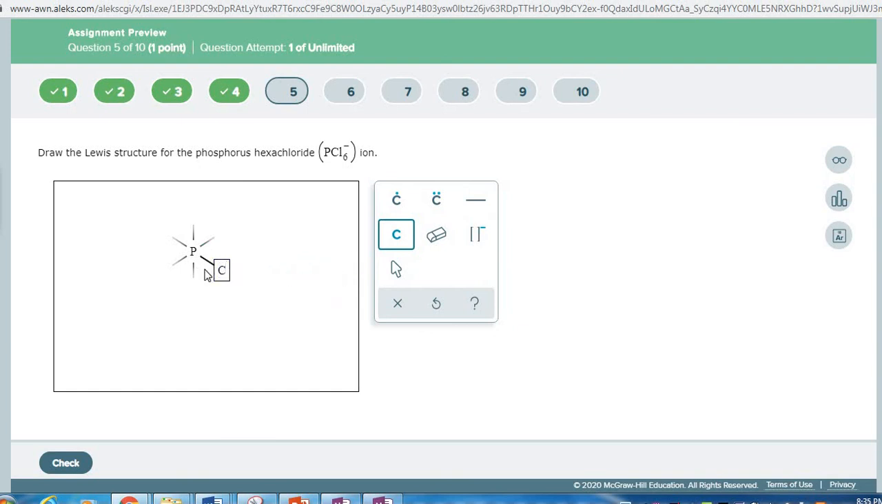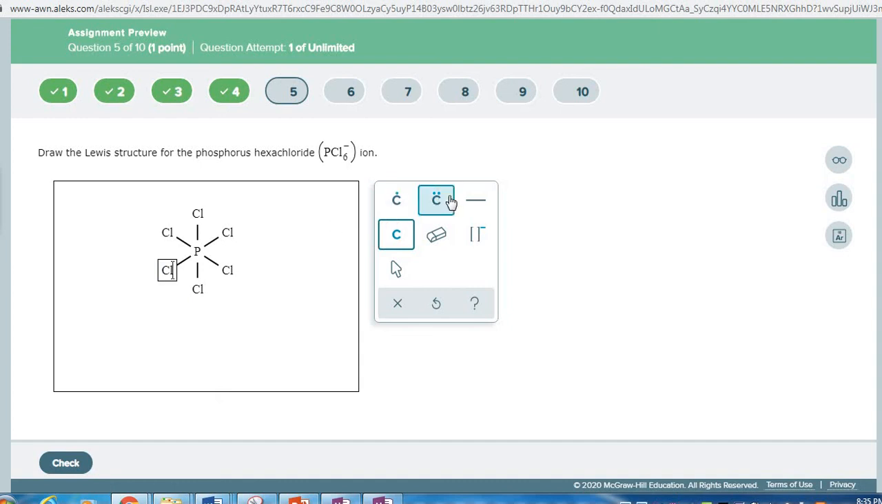Alright, there is that, and then we're going to add chlorines as the terminal atoms here, and then chlorine again as the terminal, and then the next chlorine here on the terminal. Another chlorine right there on the terminal, another chlorine right there on the terminal, and the final chlorine right there on the terminal.